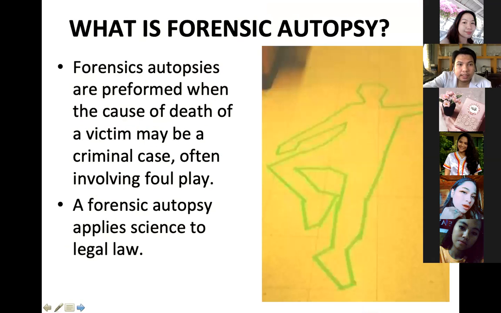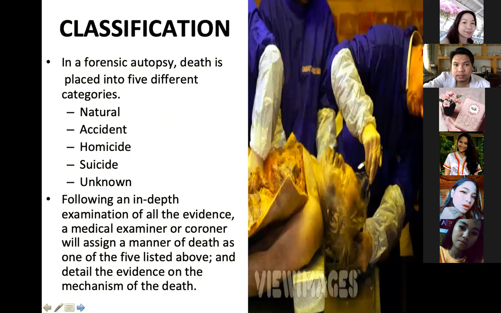Okay? So, one type of autopsy is forensic autopsy. Forensic autopsies are performed when the cause of death of the victim may be a criminal case, often involving foul play. The forensic autopsy applies science to legal law. So we have different types of classification of death based on forensic autopsies. We have natural, accidental, homicide, and suicide.